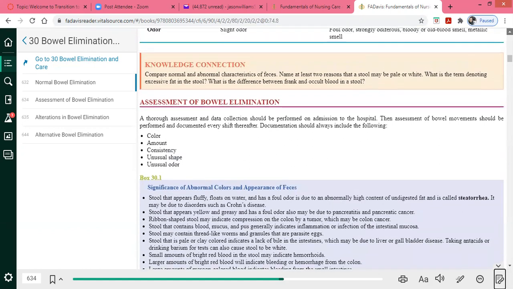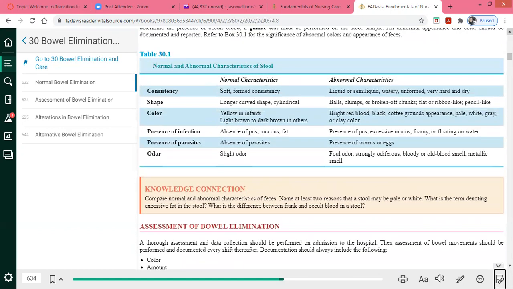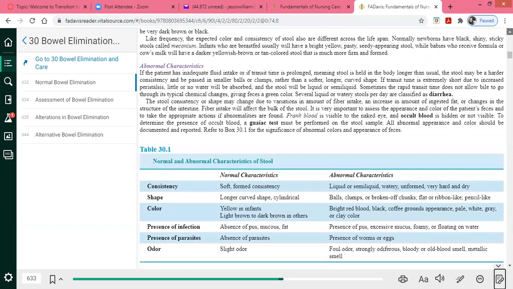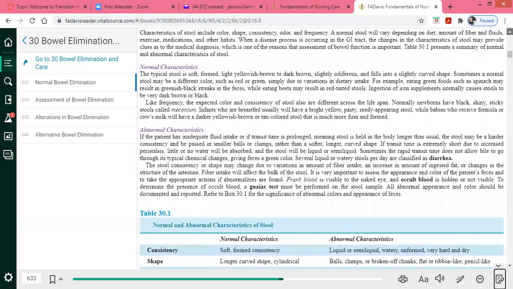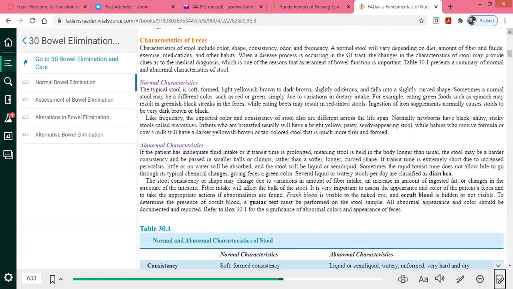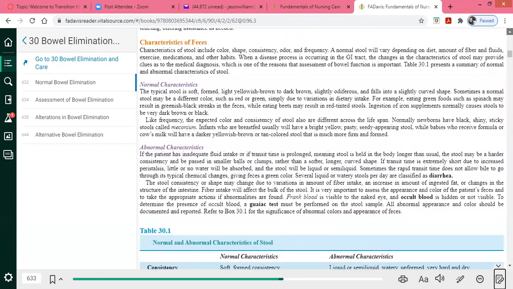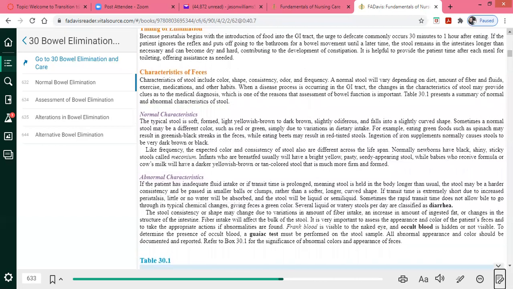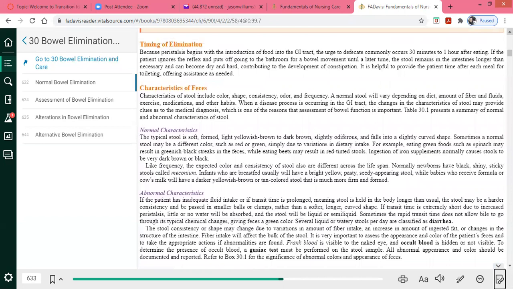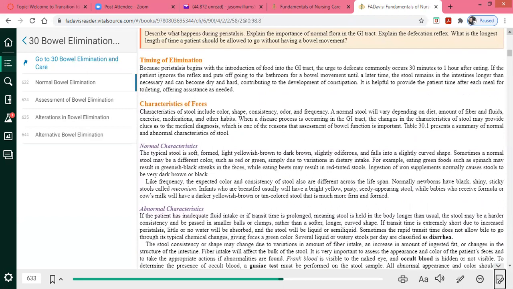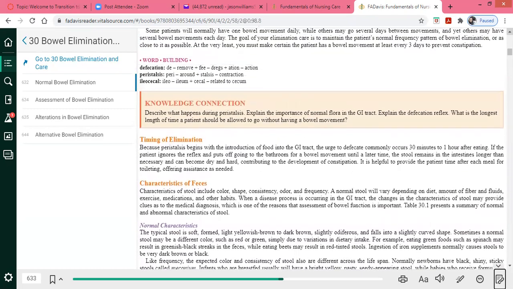It talks about normal bowel elimination. Bowel elimination occurs after nutrients are moved through the gastrointestinal tract, the GI tract, also known as the alimentary canal. This process begins in the mouth and ends as the waste products are eliminated as feces or stool via the anus. The process of bowel elimination is known as defecation.